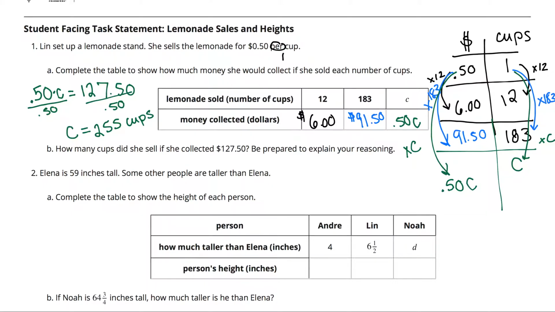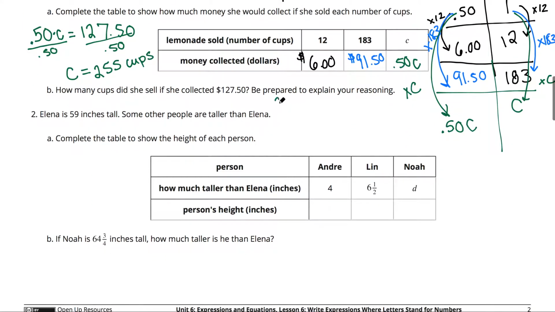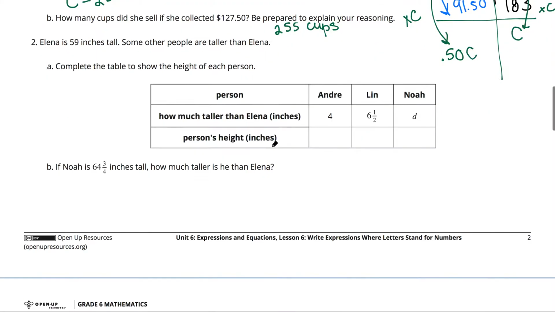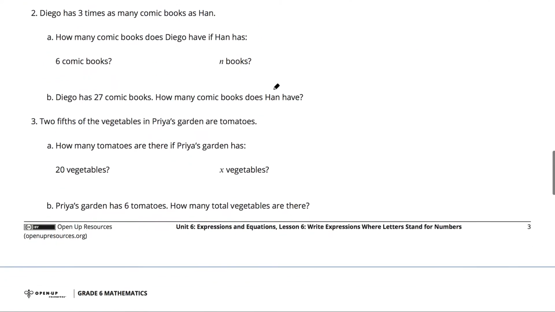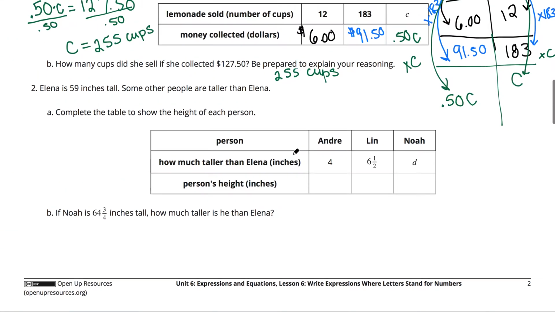Okay? 255 cups. Just taking a look, see what we got left. Okay, let's take a look at our next problem now.